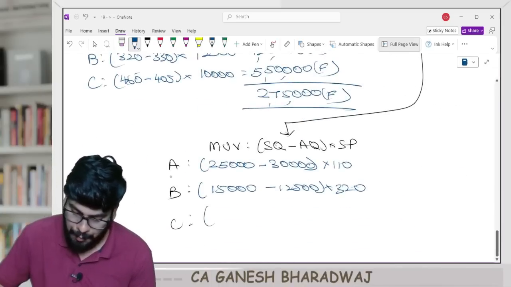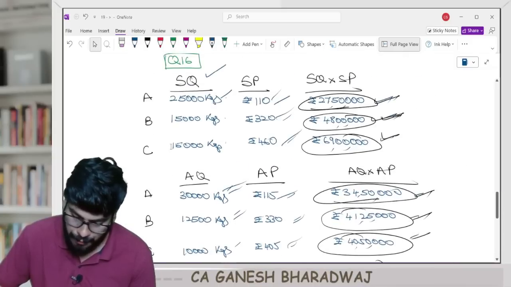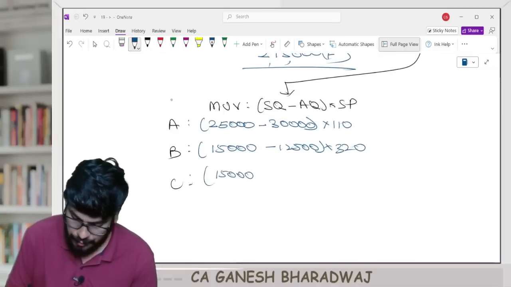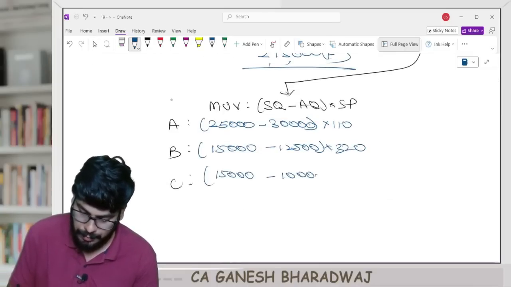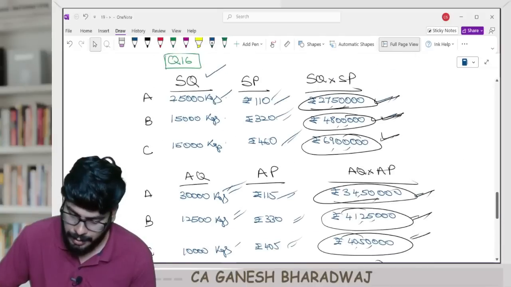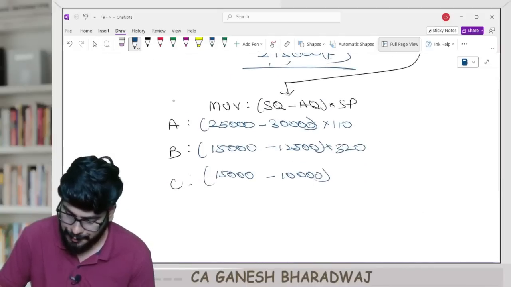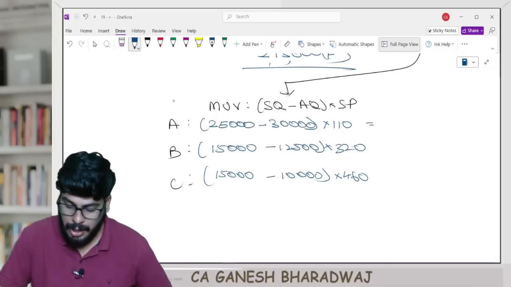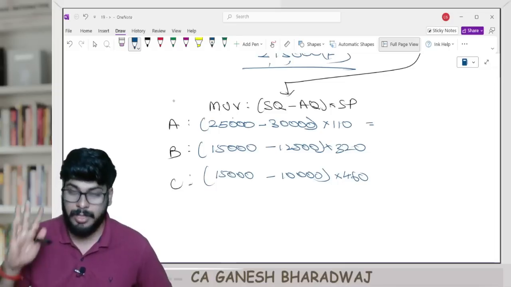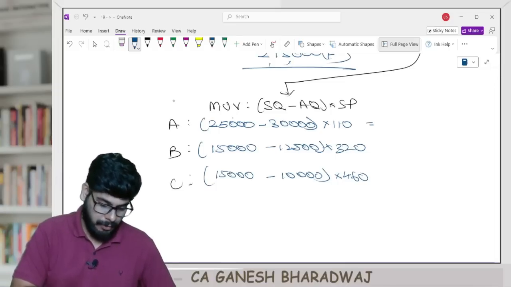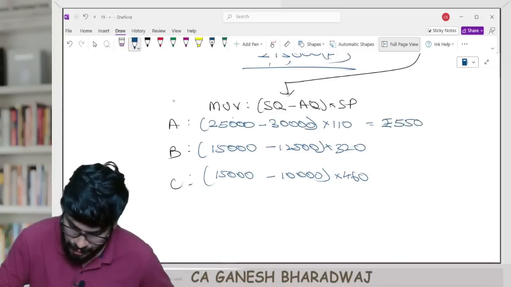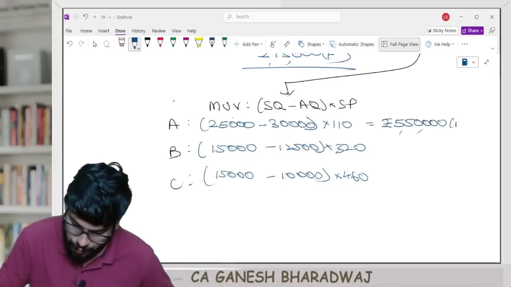And similarly, for material C, it's going to be 15,000 minus 10,000 into the standard price, which is 400, right? So for material A, you should have consumed only 25,000 kgs. You've actually consumed 30,000. You've consumed 5,000 kgs more. 5,000 into 110 is going to be rupees 5,50,000, and that's obviously an adverse variance.